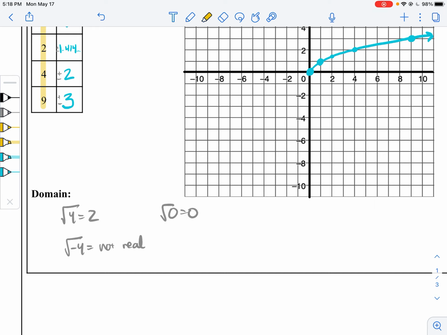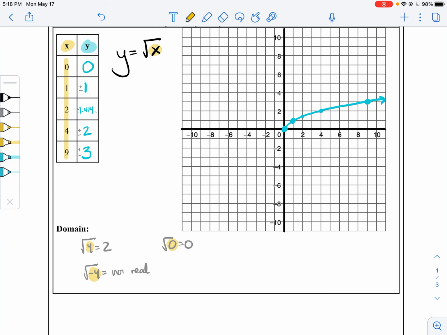But our radicands, what we're plugging in here, cannot be negative. No negativity. So today we're keeping it positive. Our domain is all real numbers where x is greater than or equal to 0.